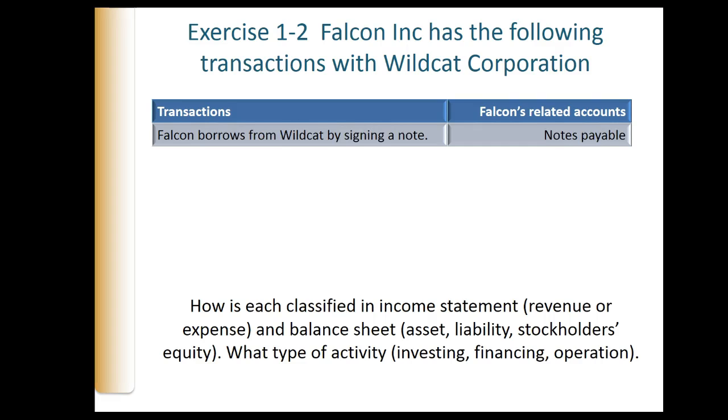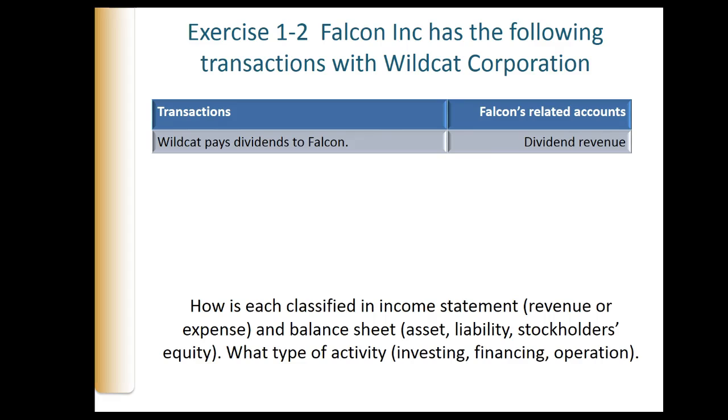Next, Falcon borrows from Wildcat by signing a note. Well, think about this. They are borrowing money. So the related account would be notes payable. It's a liability. They are needing resources. So the liability would be the account notes payable. And this activity is a financing activity. It's a way in which they are receiving funds in order to conduct their business operations.